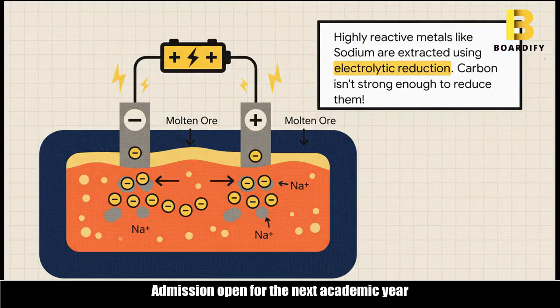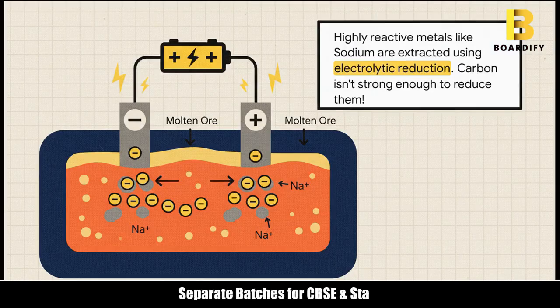But wait, what about those super reactive metals at the top of the list, like sodium or aluminum? They cling to oxygen so tightly that just heating them won't work. For those guys, you have to bring out the heavy machinery, electrolytic reduction. This basically means zapping them with a huge amount of electricity to force them apart.